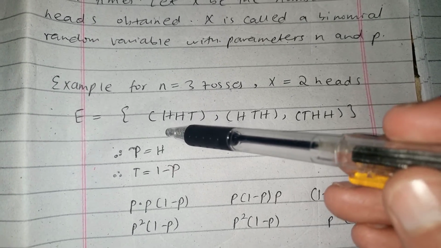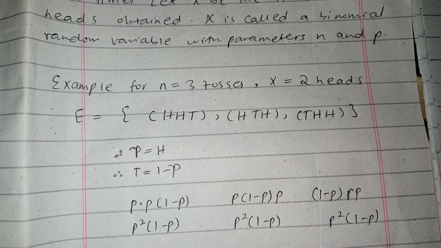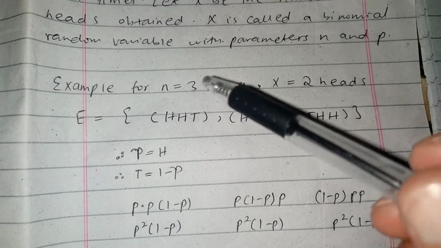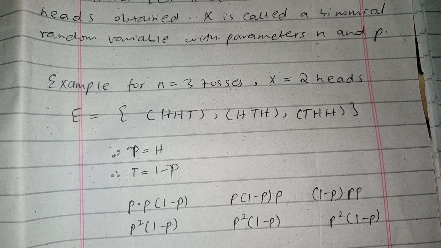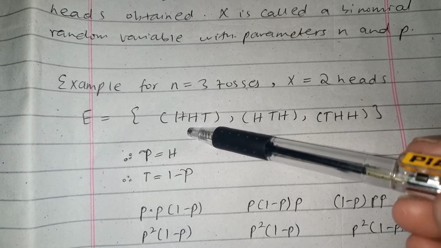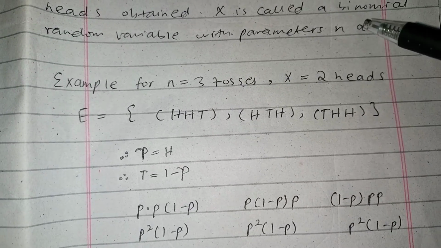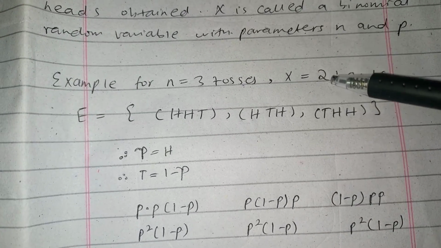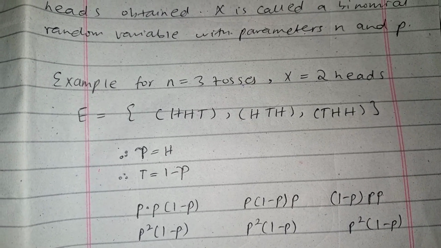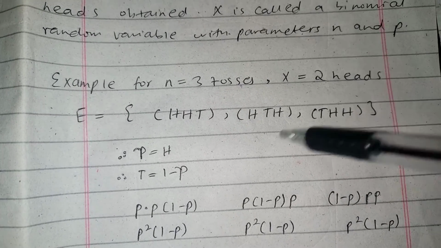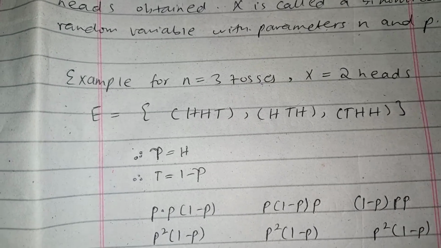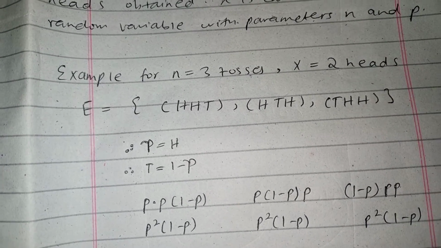From the 8 outcomes in the sample space, there are 3 in which 2 heads are obtained, like head, head, tail; head, tail, head; tail, head, head. So only 3 out of 8 have 2 heads. n is the number of times we toss, and X is 2 heads, so we are going to find the probability of 2 heads.